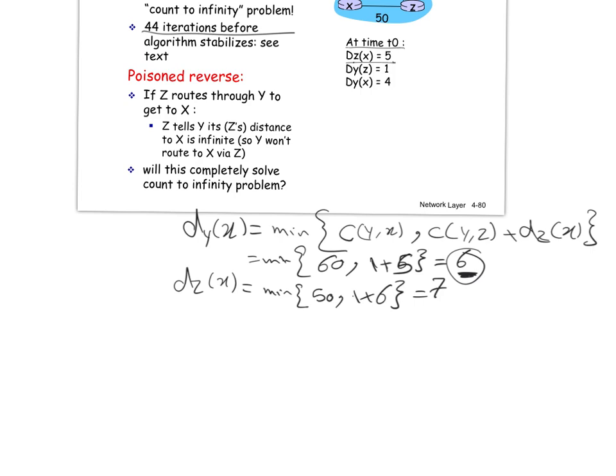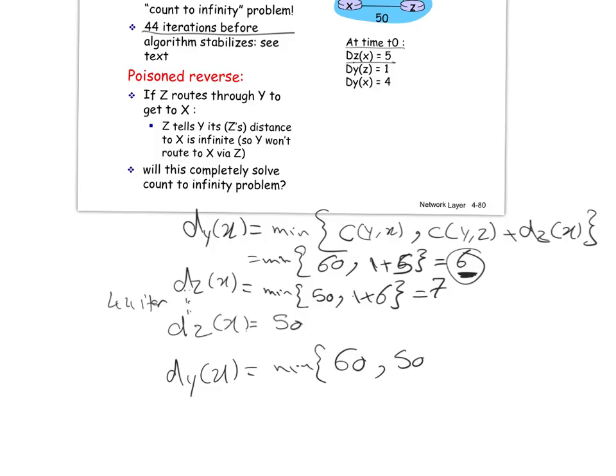Okay. So now after 44 iterations the distance to X reached 50. I will report it to Y. So Y will say the distance between me and X is either 60, which is a direct link, or 50 plus 1. Oh, okay, so it's 51. Let me report that to Z. All of this happens in different time instances. The difference between these time instances can get as much as 30 seconds, as we will see in RIP.